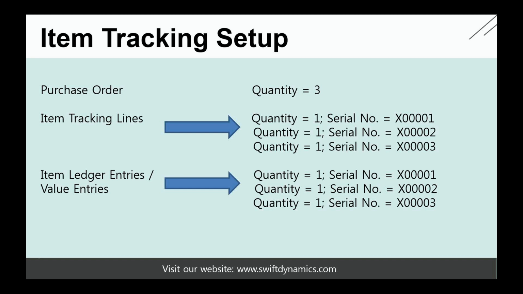For example, we have a purchase order with a quantity of 3. If you're assigning serial numbers, each piece will become a unique piece based on its serial number. So instead of having one item ledger entry with a quantity of 3, when you use serial numbers, you will then have 3 item ledger entries and value entries with a quantity of 1 and with their specific serial number.